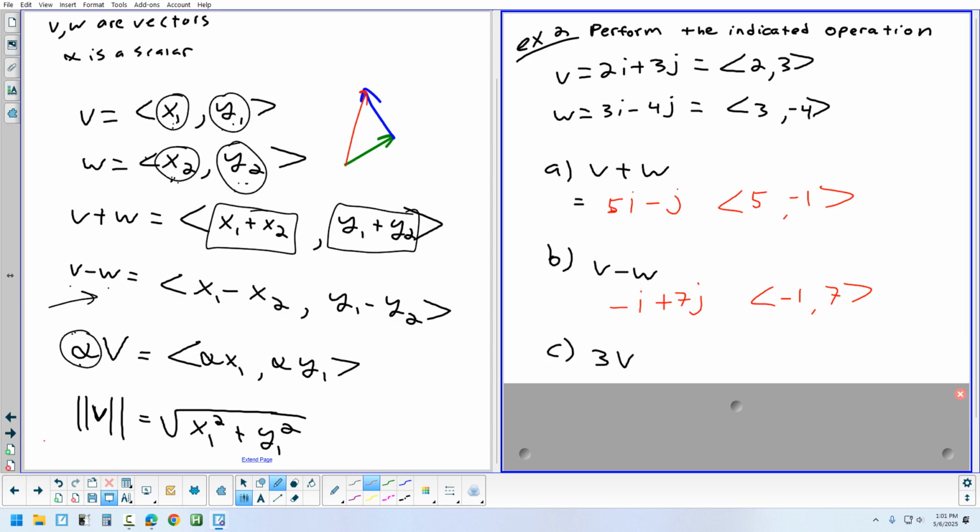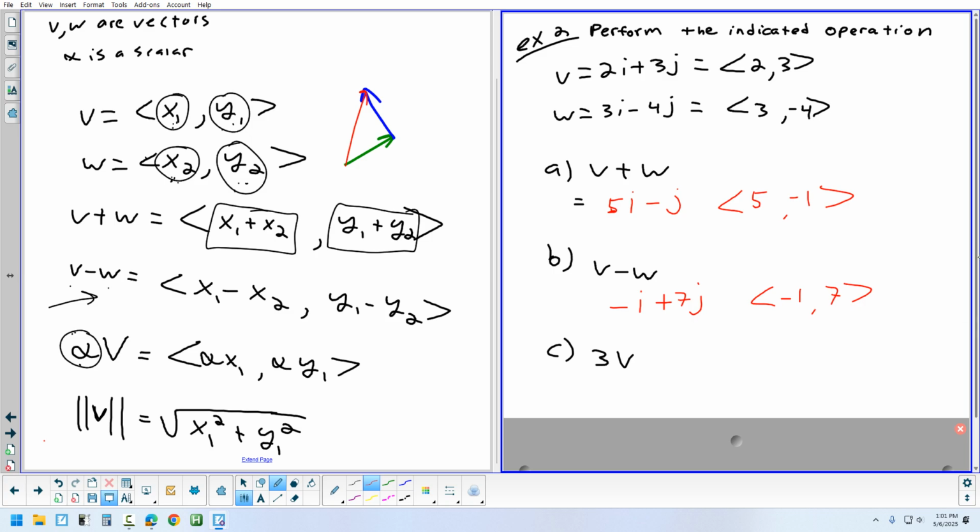All right. And what do we call that number in front again? The 3? The scalar. Yep, so this is a scalar product. It could get longer, shorter, or reverse direction. Which vector do you need this time? You're not using W, all you're doing is using V. So if we triple V, what's going to be my new vector?